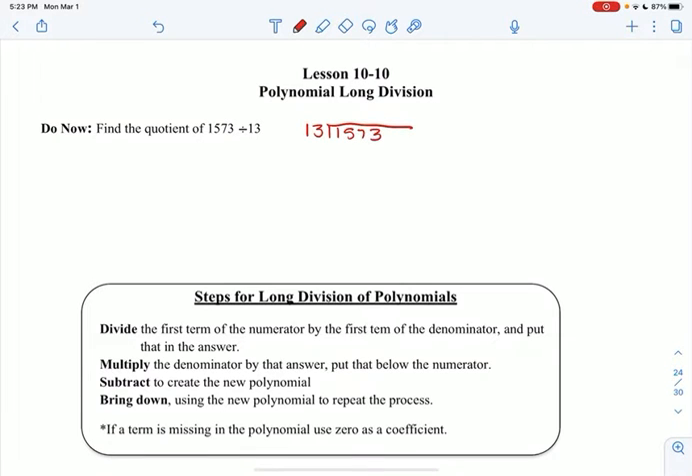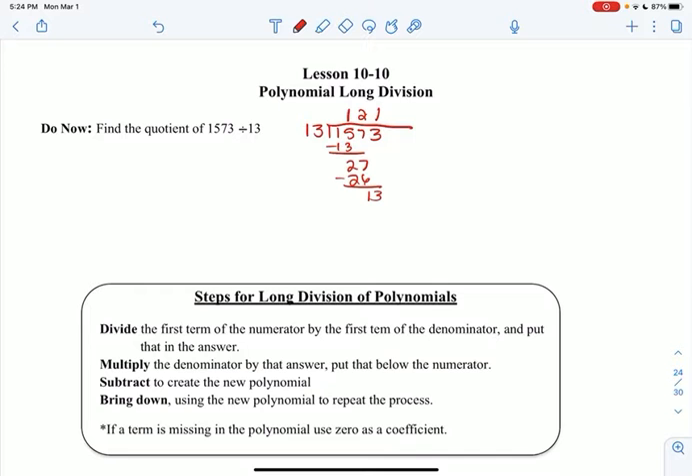And basically what I do is 13 goes into 15 once. 1 times 13 is 13. I subtract, bring down the 7. 13 goes into 27 twice. 13 times 2 is 26. Subtract, bring down the 3, and 13 goes into 13 once. So that's my answer, 121.